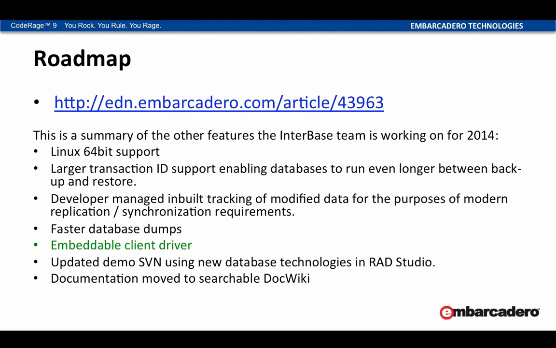Now, the InterBase roadmap is available publicly on EDN at article 43963, and there we talk about some of the exciting stuff that we're looking to do, some of which we're going to clarify in more detail through today's session. But we are looking at both 32 and 64-bit support for Linux to join the 32 and 64-bit support that we have for Windows servers, and we are also looking at large transaction ID support. This basically means that databases can run for even longer between backup and restores.